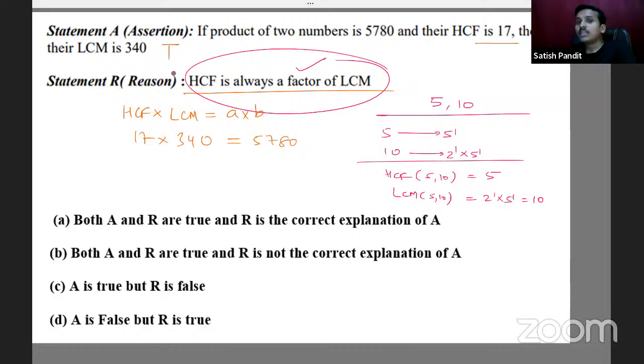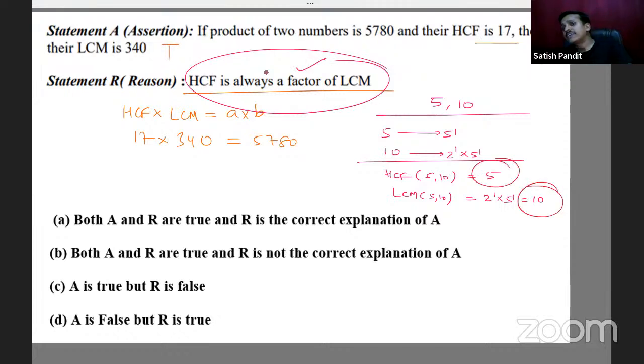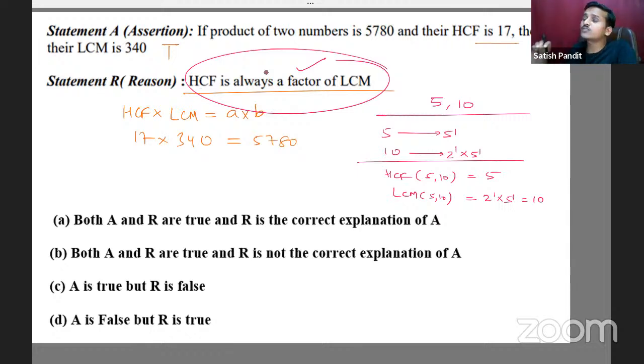Now look carefully, everyone. If you see, HCF can divide LCM. See, HCF can divide LCM. So HCF is a factor here. You can take some more examples. You will find that HCF is always going to be a factor of LCM. Another way to understand is, see, what is HCF? HCF is the largest number which divides this.